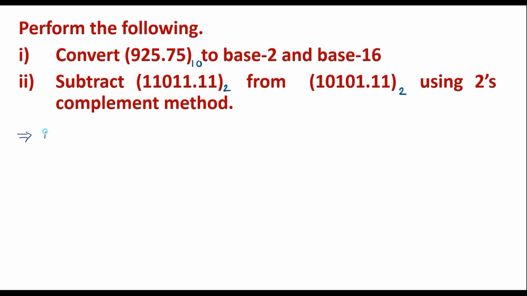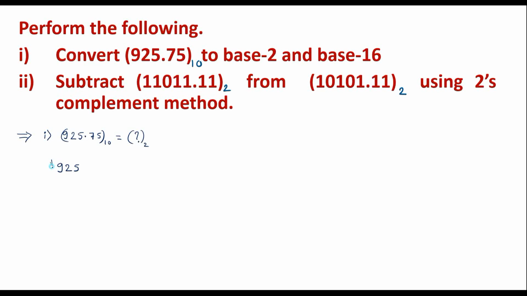So we'll take the first case, that is, convert 925.75, which is in decimal, to base 2. Base 2 means we are supposed to convert this decimal number into binary. Base 16 means hexadecimal. So first we'll take 925.75, which is in decimal. What is the binary equivalent of this? That is base 2. So first we'll take the full number, that is 925. To convert decimal number 925 into binary, divide the number by 2 repeatedly.